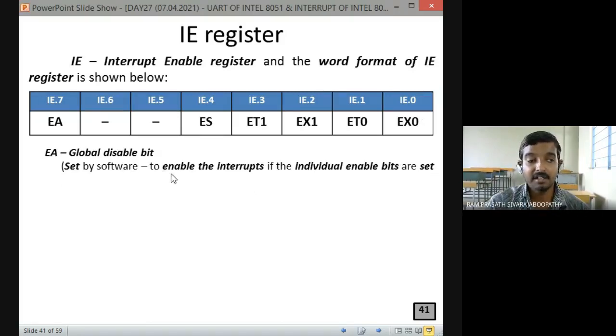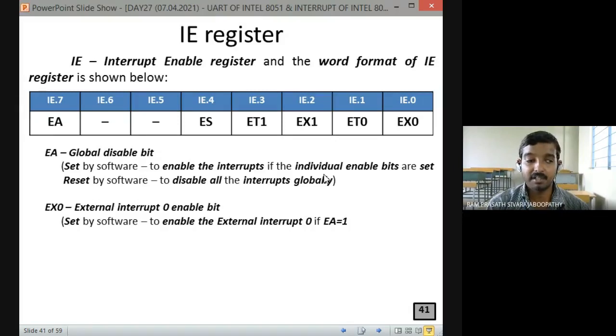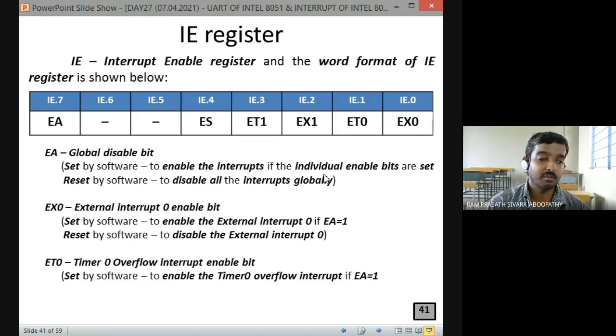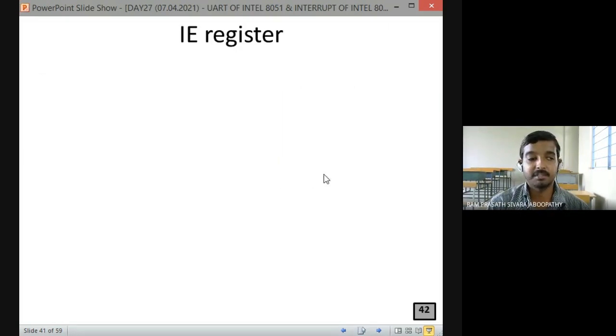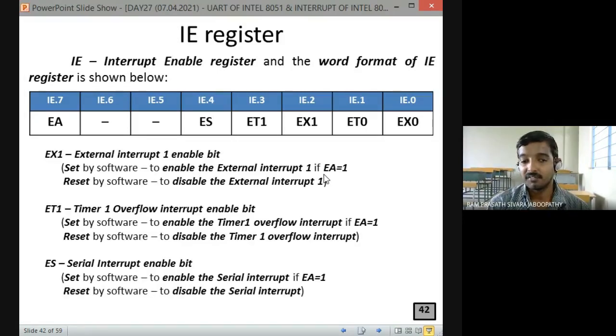If you set this bit, the interrupts will be enabled if the individual enable bits are set. I must set this bit for the other bits to be effective. If you make this bit 0, what is the meaning? Disable all interrupts globally. There is a diagram for this; later we will discuss it. EX0 enables external interrupt 0: set means enable, reset means disable. Similarly, ET0 is the timer 0 overflow interrupt enable bit: 1 means enable, 0 means disable. Similarly, EX1, ET1 and ES. Okay, we will have one example.